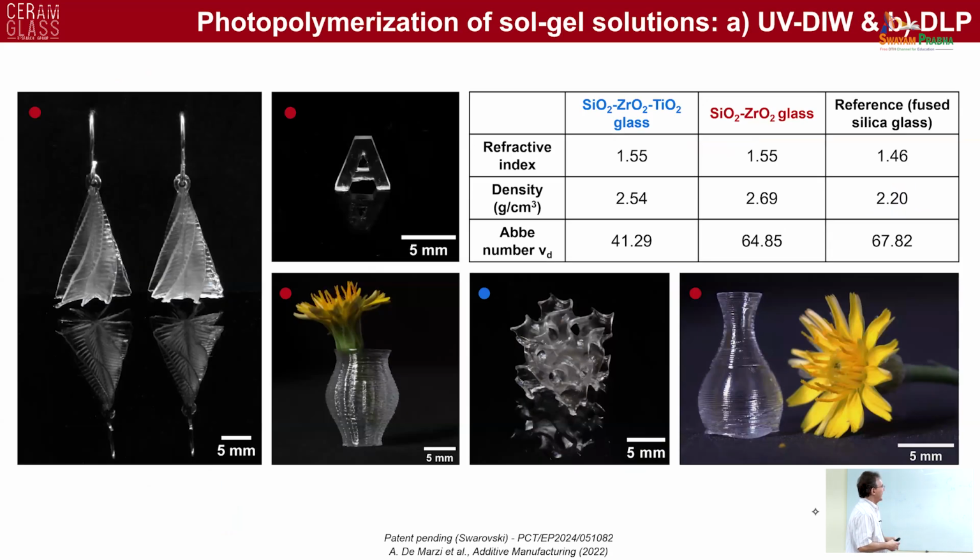So in the end, we were able to print, as you can see, and transfer and successfully obtain transparent high refractive index glass. And you can see here the reference fused silica glass with a very low refractive index. And this is the type of values that we were able to obtain. The Abbe number is also important for these applications.